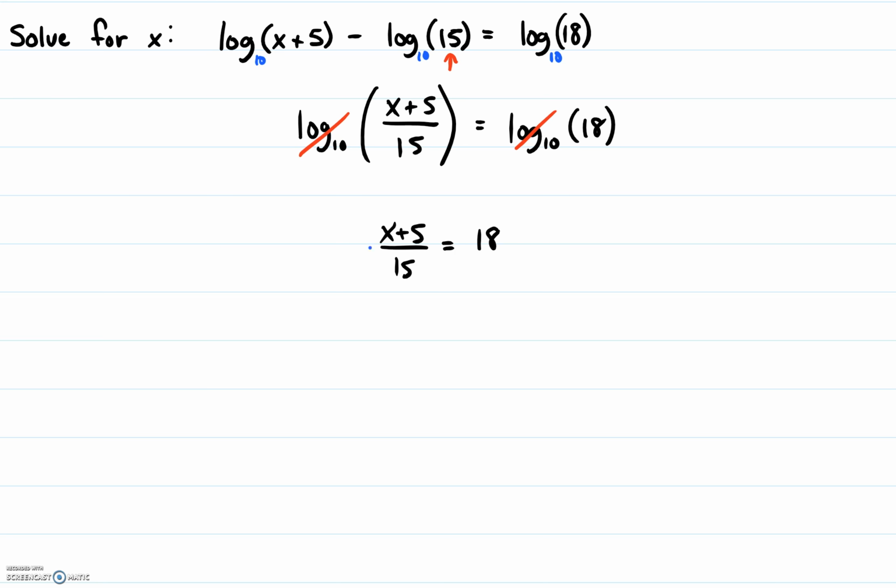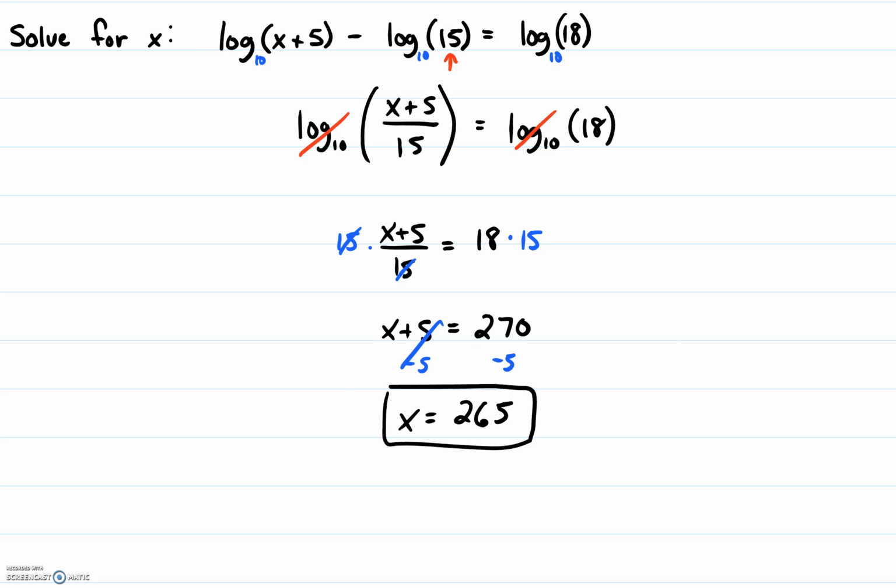We can do that by multiplying by 15 on both sides, and that will give us x plus 5 on the left-hand side. And on the right-hand side, that will give us 18 times 15, which is 270. And then we can subtract 5 from both sides, and then we'll be done. So we'll have x is equal to 265. And that's going to be our answer.